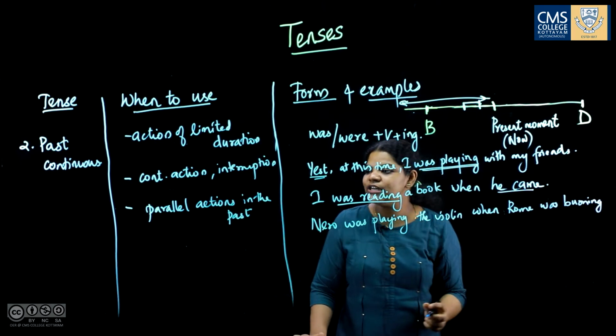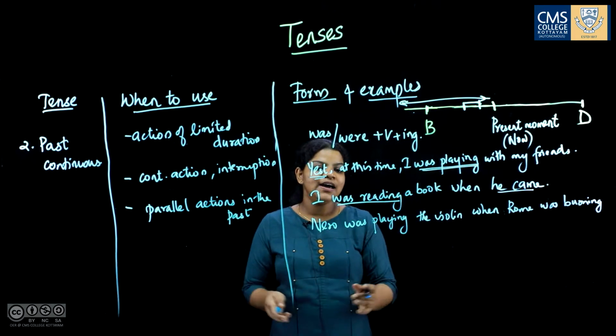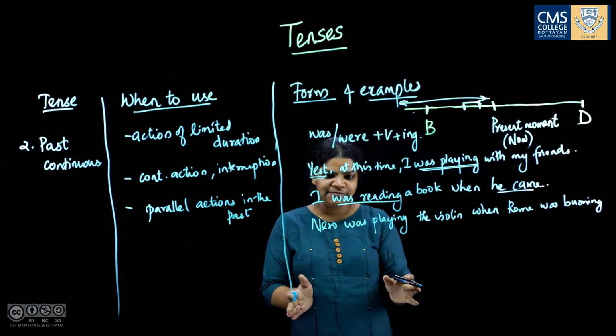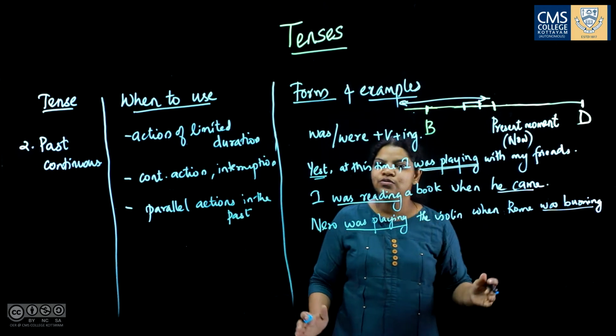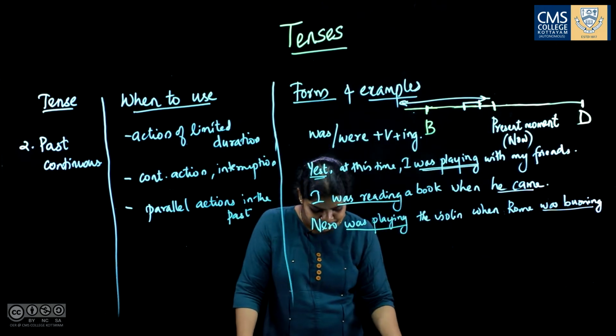So here you see that there are two parallel actions which are continuous in nature, which happen at the same time. So when Nero was playing the violin, Rome was burning. Two continuous actions that happen parallelly.